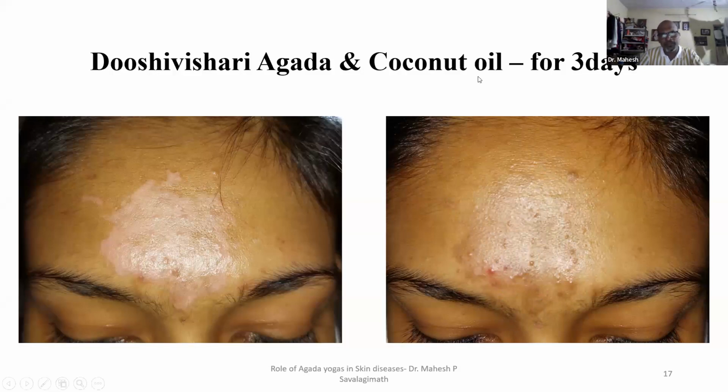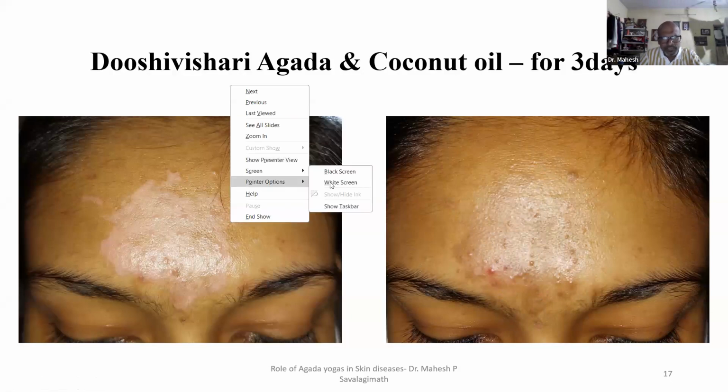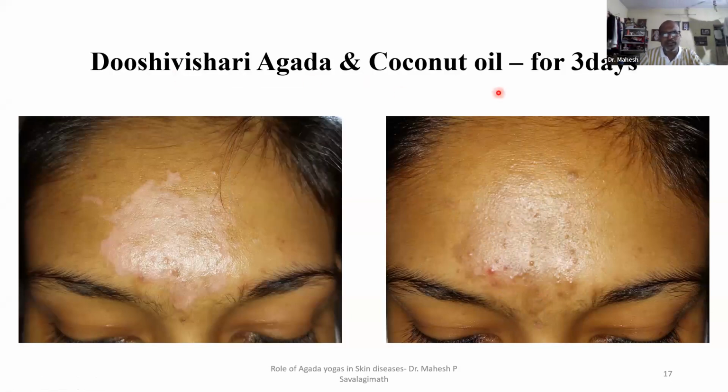Again, Aushada Prashamana. Dushivisha is Aushada, coconut oil is Prashamana. Right? This one is again Lepavisha.